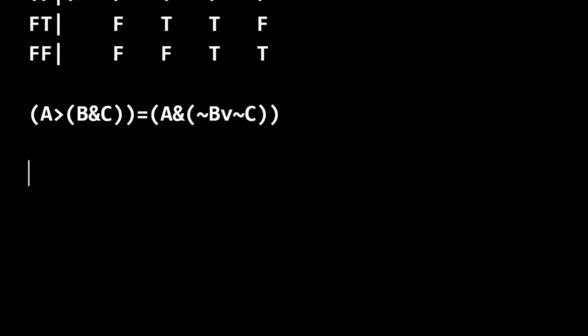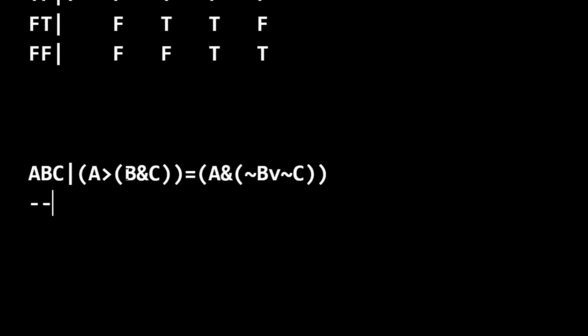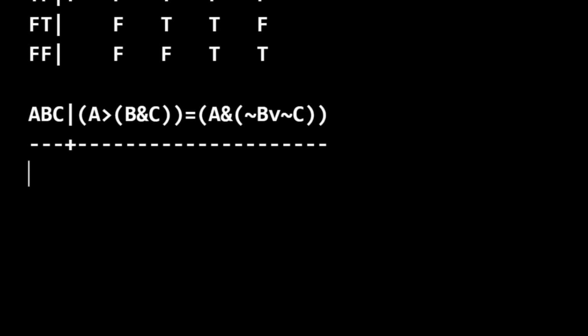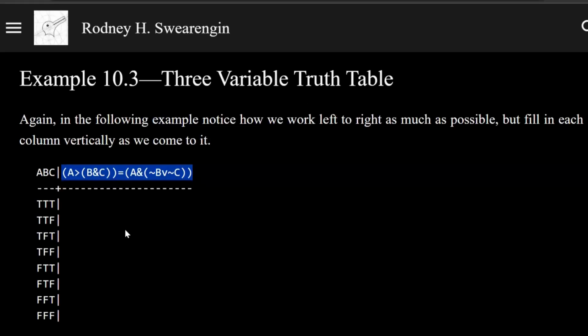Okay, so we have three variables. So we're going to list those, and then we're going to take our proposition and put it out there and put our dividers in here. And now the setup here, once we get to three variables, becomes a little more complicated. And I want to show you how to get that set up so that it looks like this.